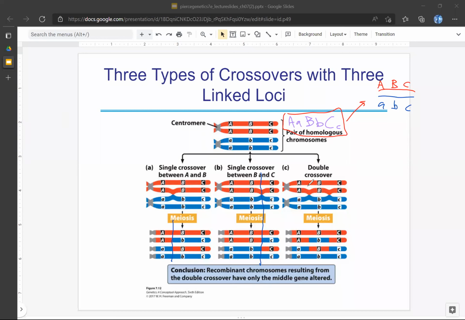And something else that can happen is that not only do we have a crossing over between A and B, but also between B and C happening within or among the same two chromatids. So it crosses over at this point and at this point at the same time. And this process, whether something happens at just one locus or at two loci, or even not at all, can help us to identify the placement of genes on a chromosome.